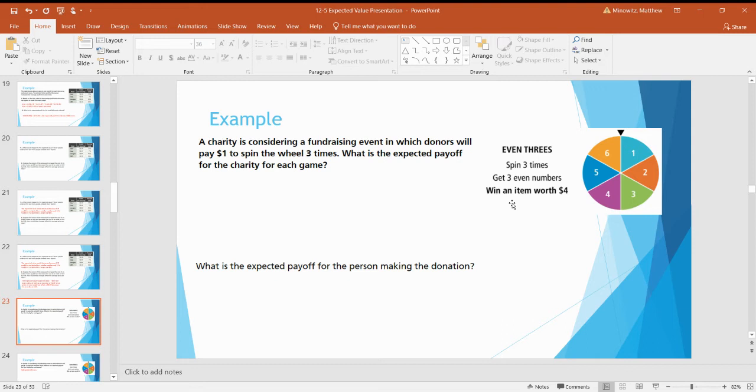So I want you to be very careful when you try this. Think about what are the possible outcomes, what are the probabilities of those outcomes, and find me the expected value. So first, find me the expected value for the charity. How much is the charity going to make or lose? And then what's the expected value for the person who plays, the person who's making the donation? Pause the video, take a few minutes, try this out, and we'll see if you get it right.